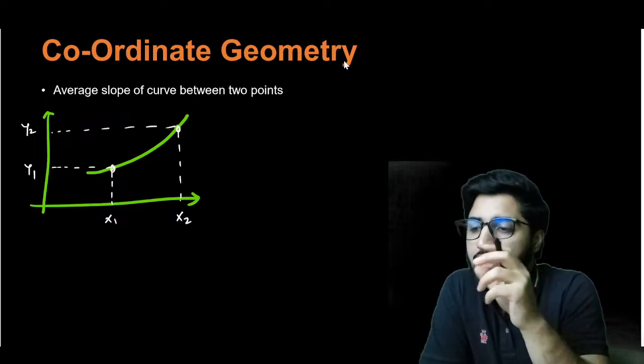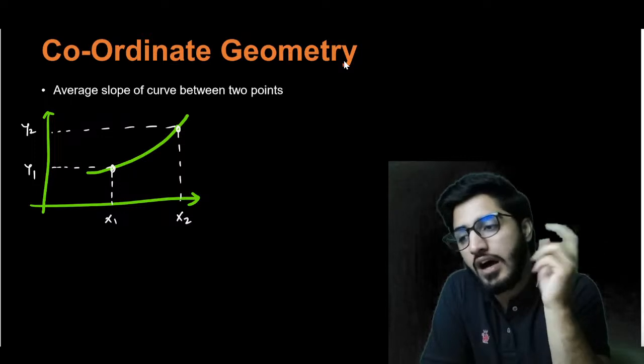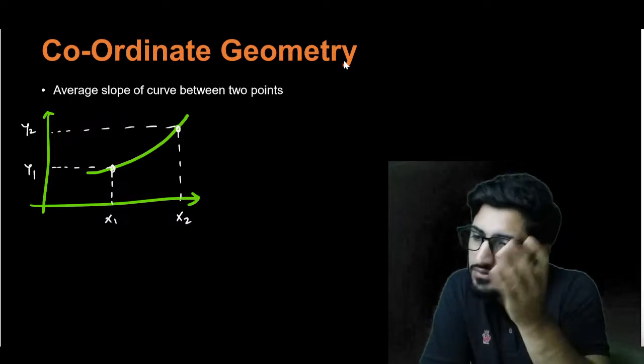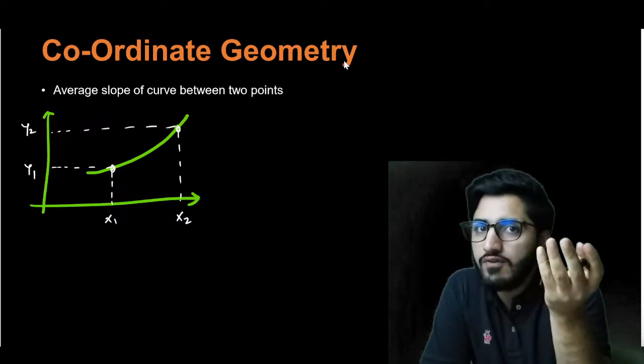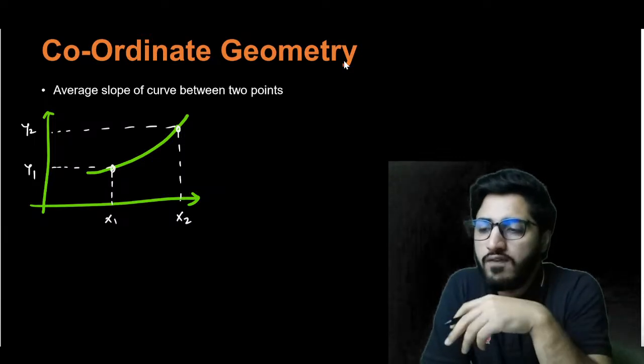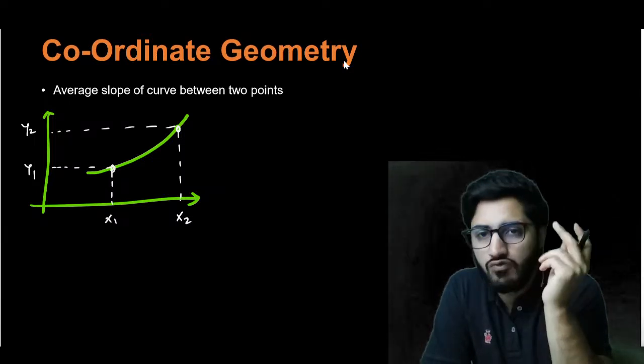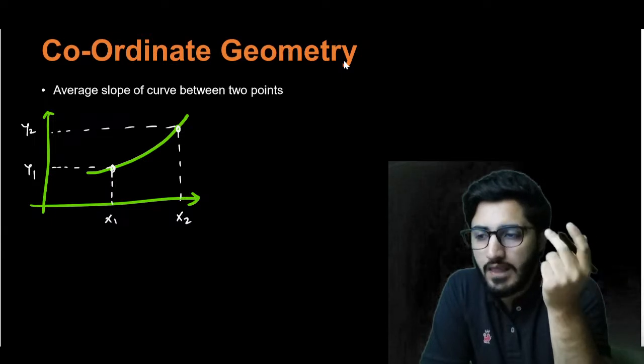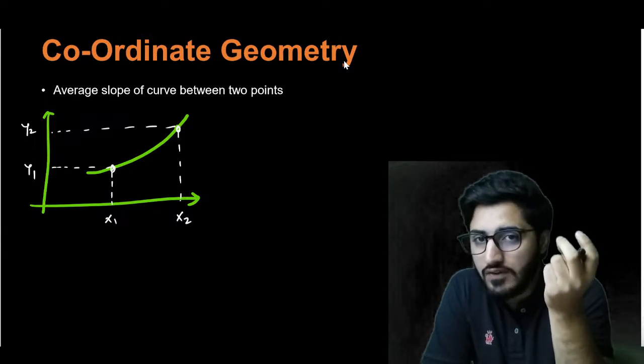But let us treat the curved line as a straight line. Then how we can get the slope of this curved line? We will take the average of all these values.